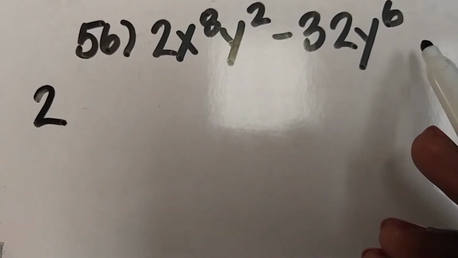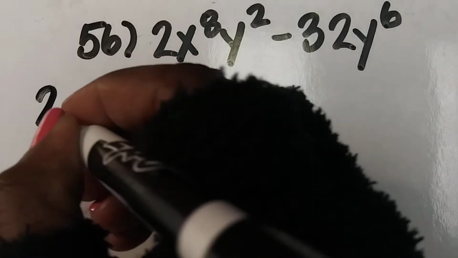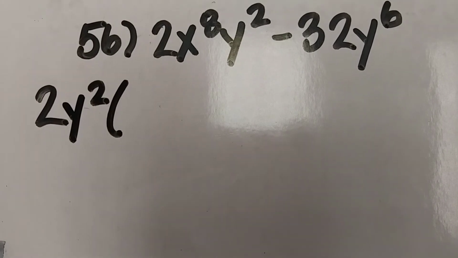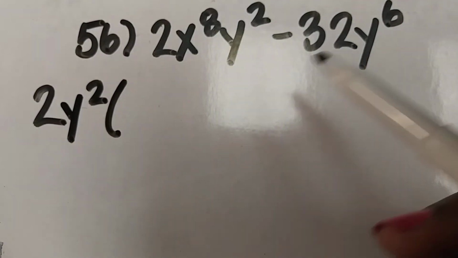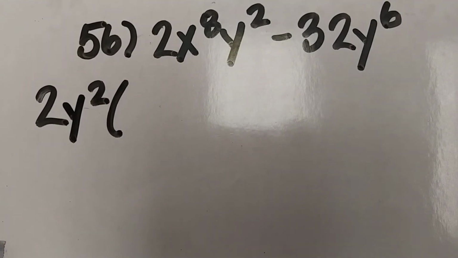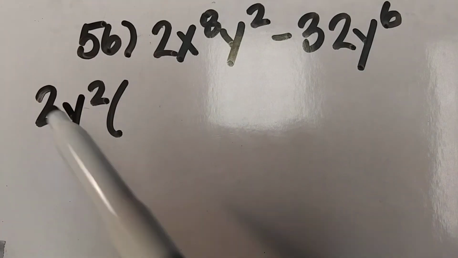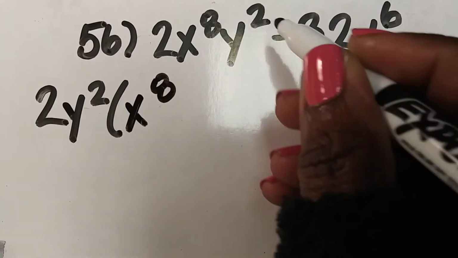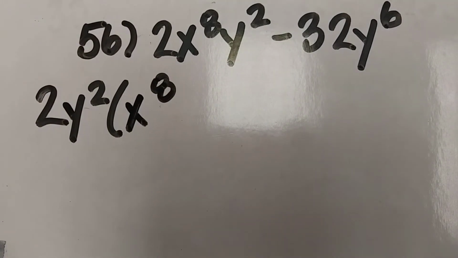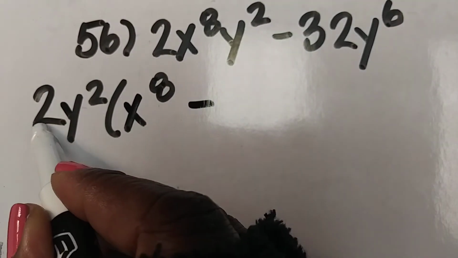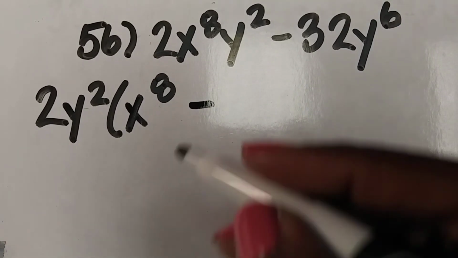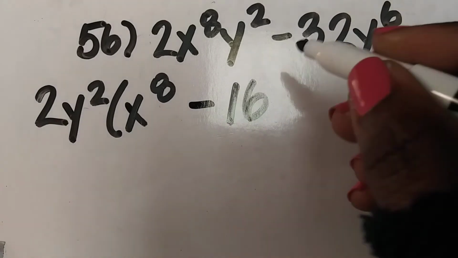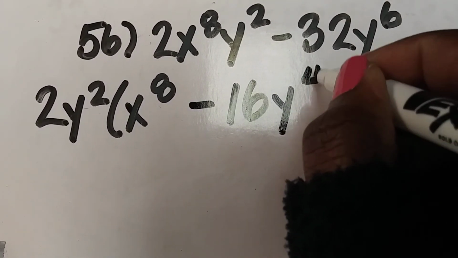They do not have an x in common, but they do have at least 2 y's in common. And that's my GCF. When we divide, I'm going up and down, so I've got to subtract those exponents. 2 divided by 2 is 1. X to the 8th, I bring down. Y squared, I don't bring down. Minus sign. 2 goes into 32 how many times? 16. 6 minus 2 is y to the 4th.